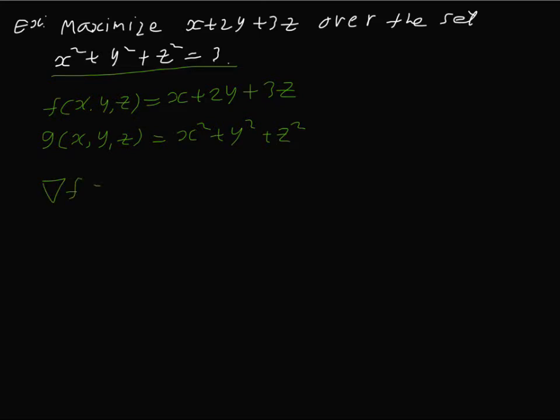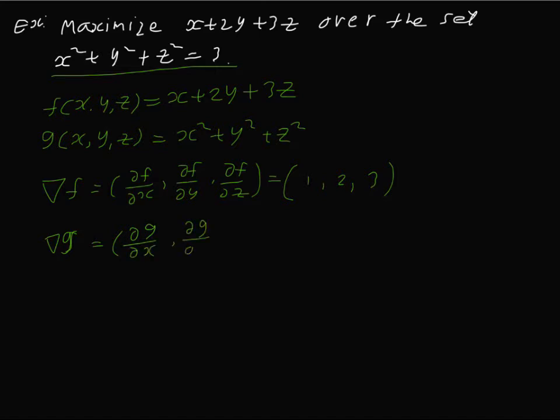The gradient of f means the partial derivative of f with respect to x, with respect to y, and with respect to z. So you get (1, 2, 3). Then the partial derivatives of g, the same thing: g with respect to x, y, and z. So this equals (2x, 2y, 2z).